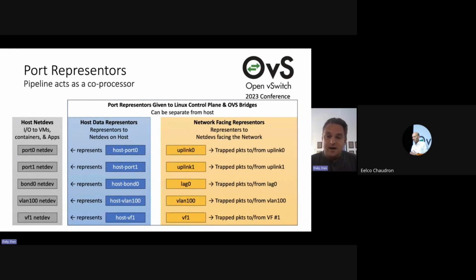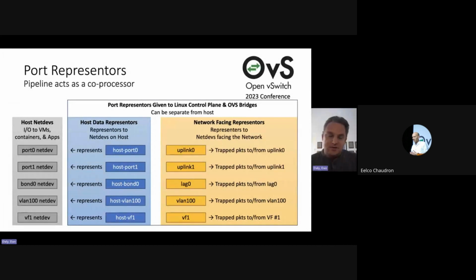And then on the network side, we're going to have another whole host of port representers that are going to have a similar relationship to what's on the host, but they're going to be network facing. So there is a net dev on the host where all the traffic that isn't going to a VF or a VLAN or a bond that came in on port 0, came in on the physical uplink 0, there's going to be a net dev for the packets that are trapped on the network side and trapped into the Linux control plane.